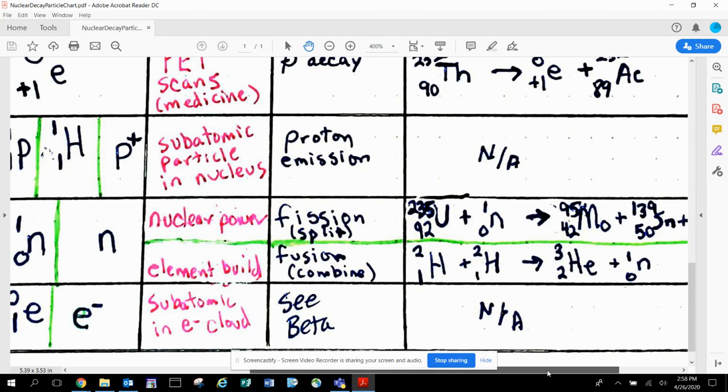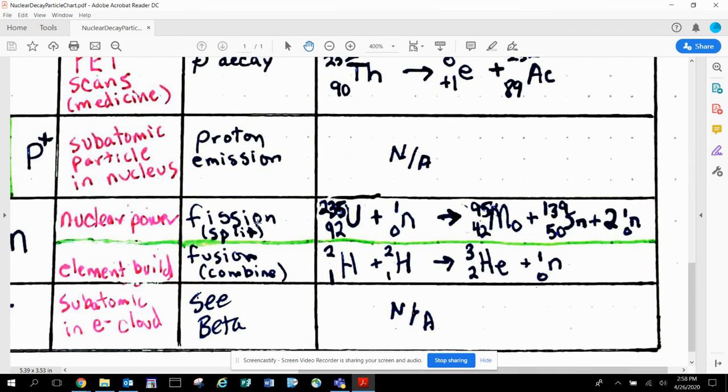Okay, so let's talk a second about fission and fusion. Fission means that the isotope splits apart into smaller isotopes. That's typically what's used in nuclear power and nuclear bombs. And fusion is when isotopes combine, and that's like element builders. That's what's happening inside of stars that builds elements. Fusion is also used to make man-made elements, the bigger ones.